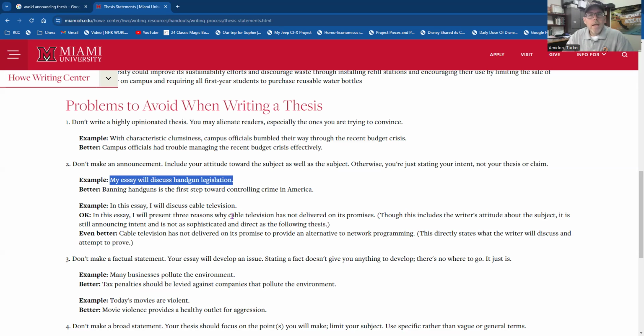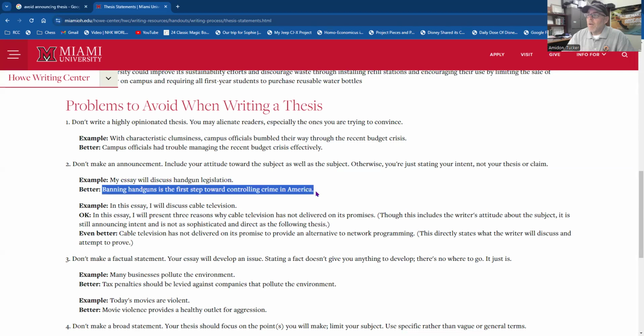So all we know right now is what the subject of the paper is, not what the author is actually going to say about it. That is a mistake. That is a key piece that's missing. Okay. So banning handguns is the first step towards controlling crime in America. So that is a much stronger opinion, regardless of your stance on the Second Amendment. It's a much stronger opinion about the topic itself. Right? We know what the subject is, handgun legislation, and now we know what the author's intention is.